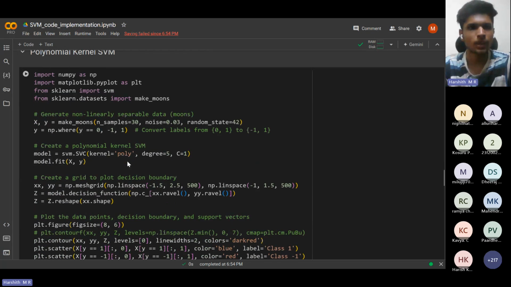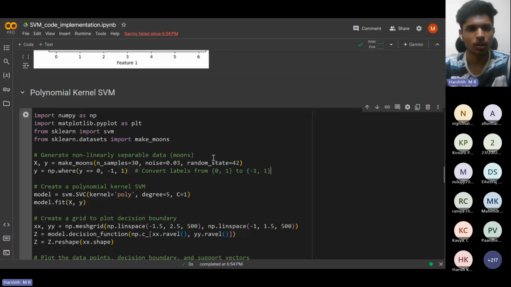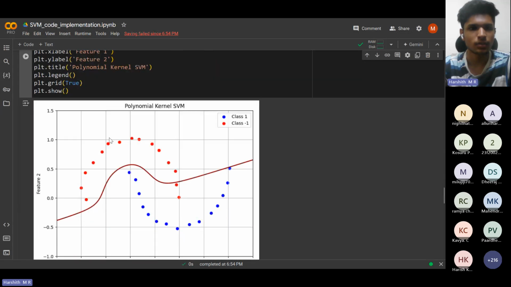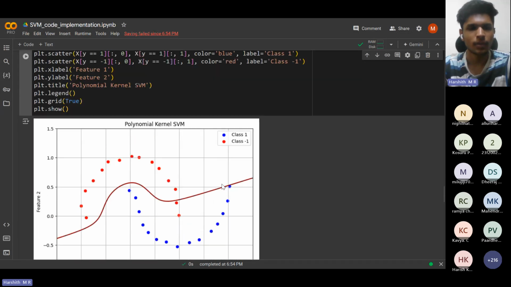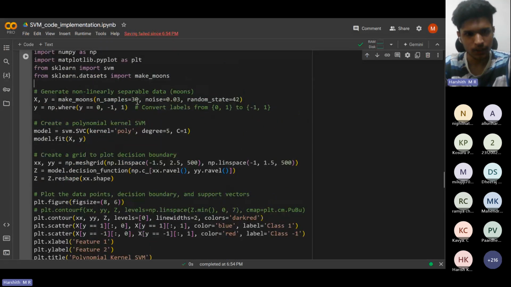Coming to the polynomial case, we'll use a data set called make moons. This would give us a data set like this. It will make data set points like a moon. So you set the sample, noise, random state, and initialize the classes.